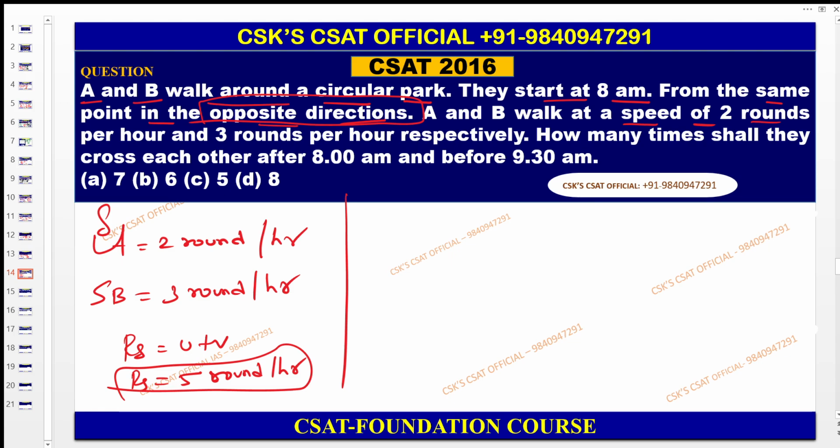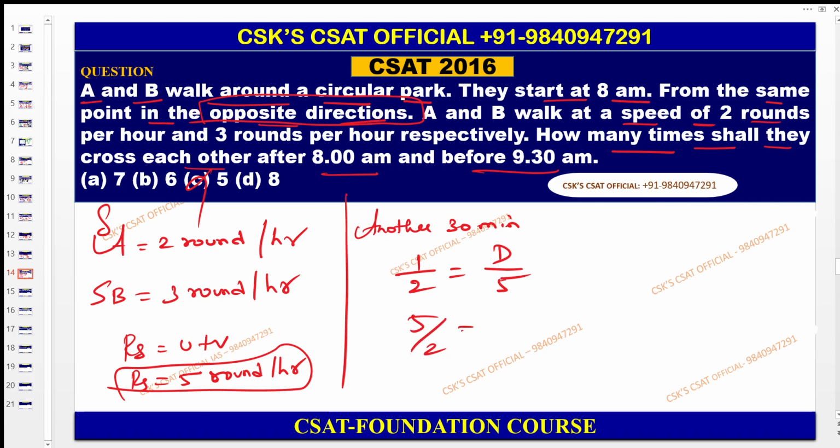Then in how many times shall they cross each other? 5 rounds completed means 5 times they are meeting in an hour. The time here is 8 to 9:30, so another 30 minutes you need to find. 8 to 9:30 means 1.5 hours. In 1 hour we have done 5 rounds. For another half an hour, distance by relative speed, since opposite direction: 5 by 2 is equal to d, so d is equal to 2.5.